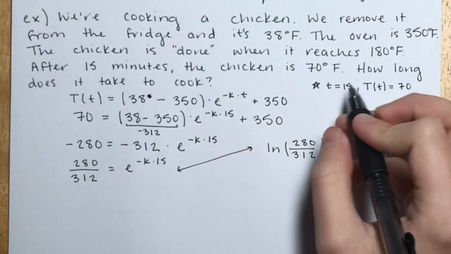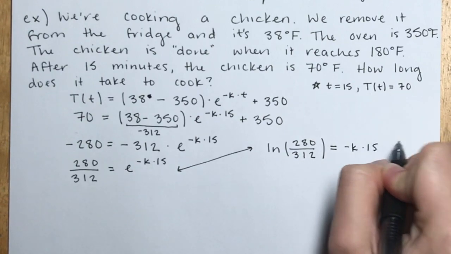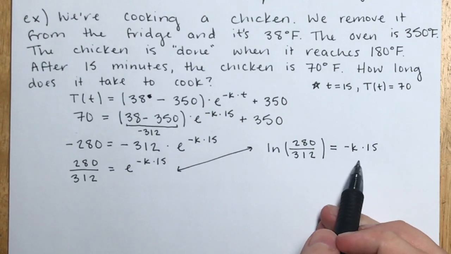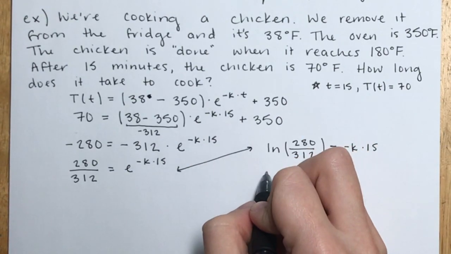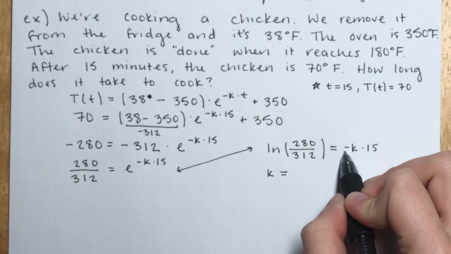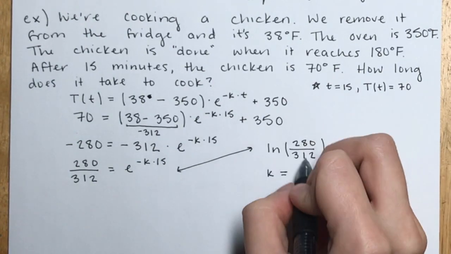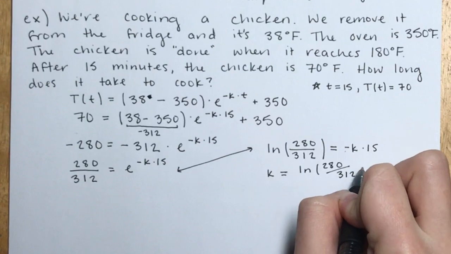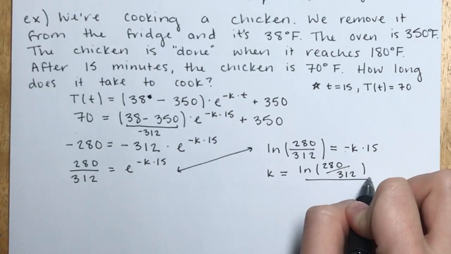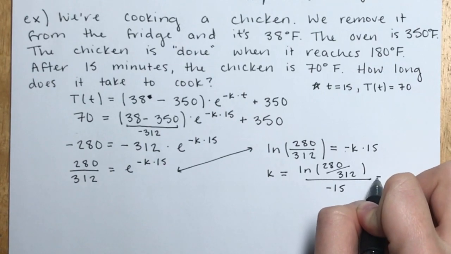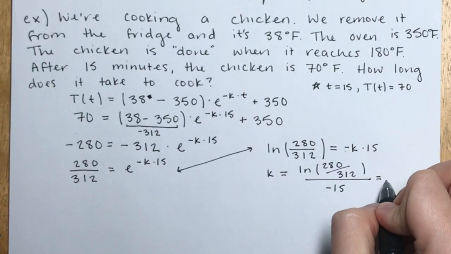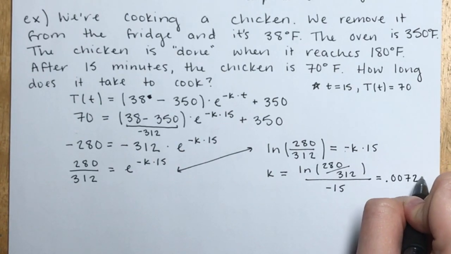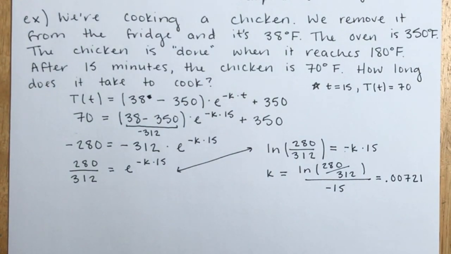And then my exponent was negative k times 15. And so that's our new output, right? The exponent gets exiled. So last thing to do to get the k by itself is to divide by negative 15, right? Get that to the other side. So we have ln of 280 divided by 312 all over negative 15, which comes out to be 0.00721. Okay, so we found the k value.